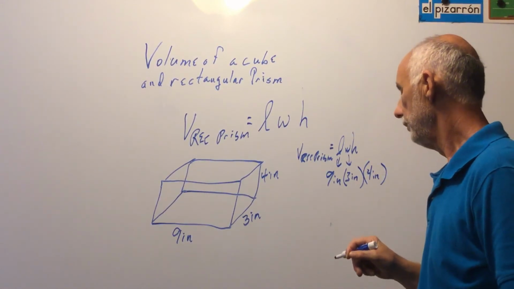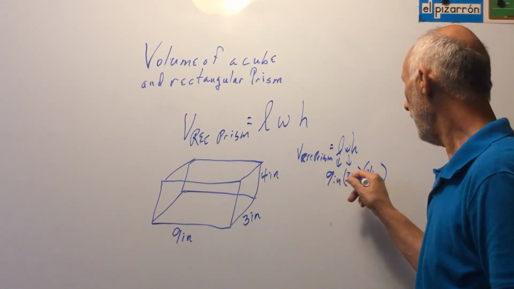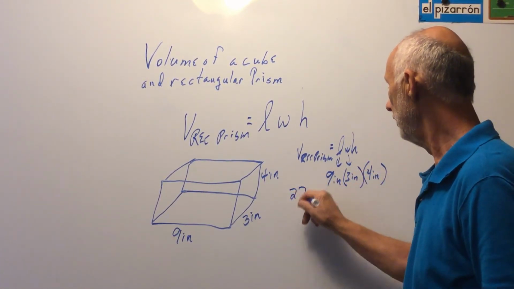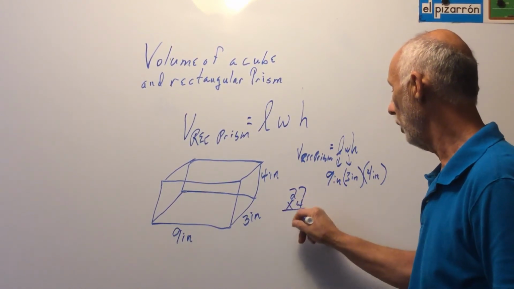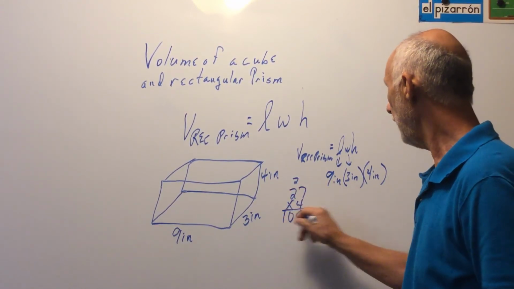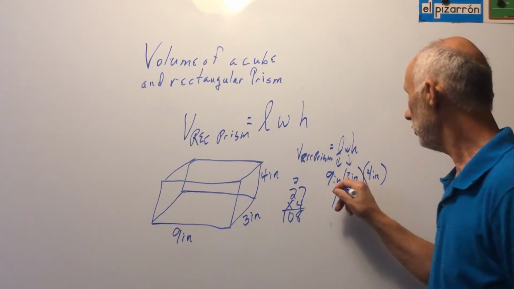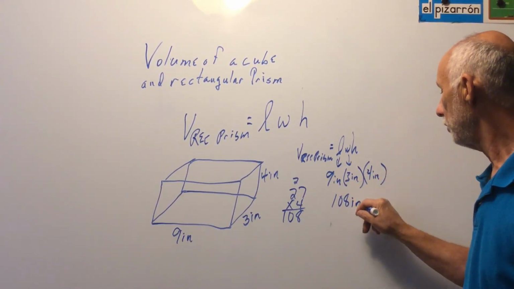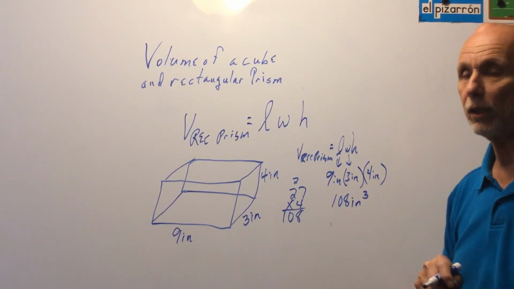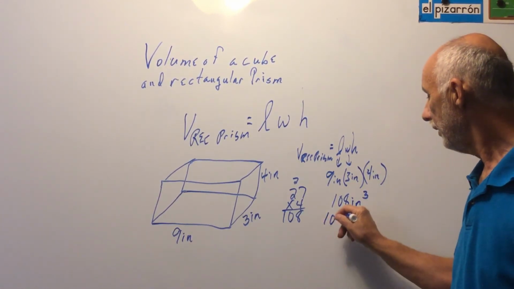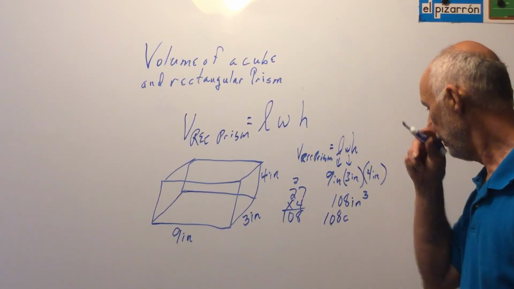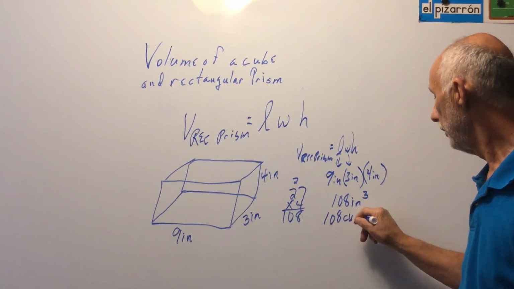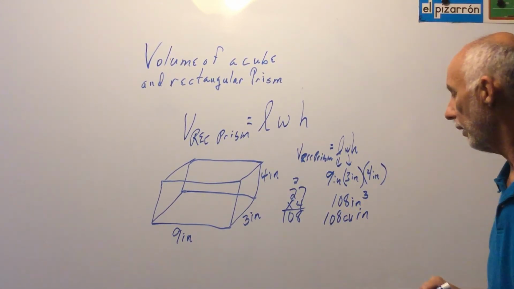And then 9 times 3 is 27. 27 times 4 is 108. And inches times inches would be inches squared, times inches would be inches cubed, or inches to the third power. And again, that's the same thing as 108 cubic inches. All right?